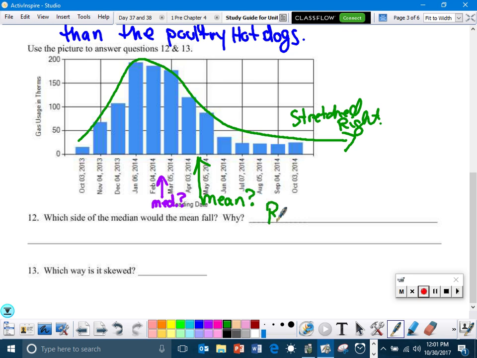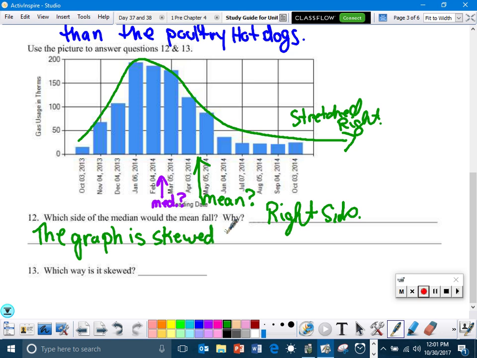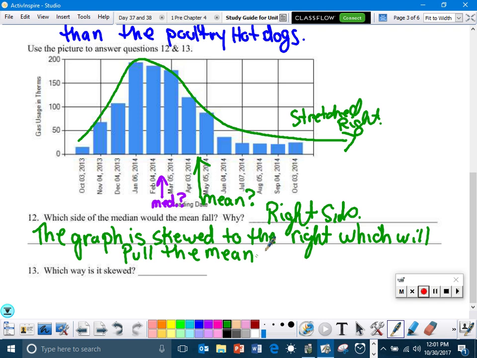So we're going to say it falls on the right side. Explain. The graph is skewed to the right, which will pull the mean to the right of the median. That will always be true.